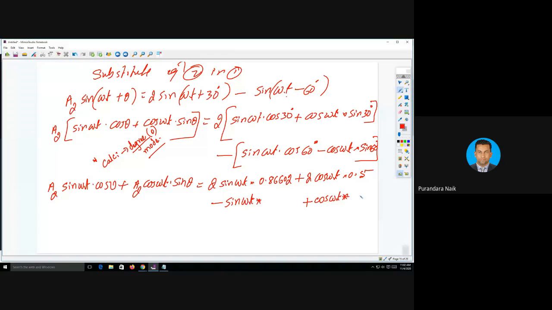Cos 60, sin 60, tell the answer. Point five. Cos 60 is 0.5. This is sin 60, 0.86602.